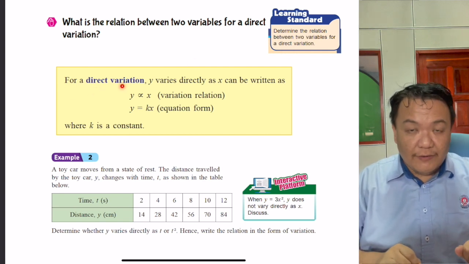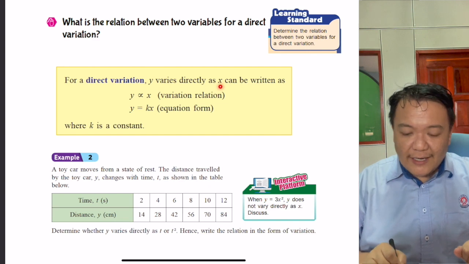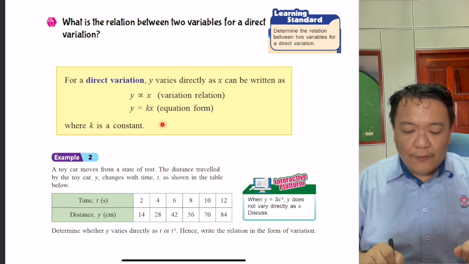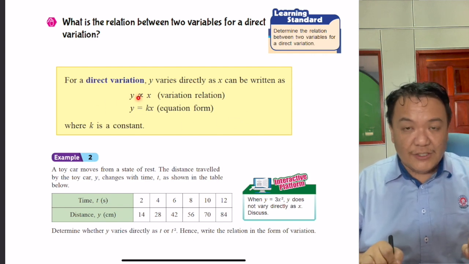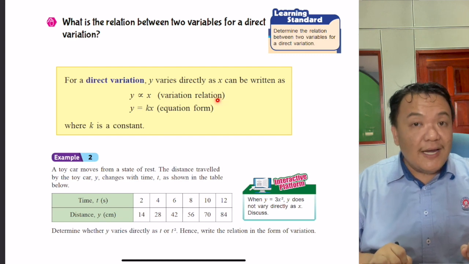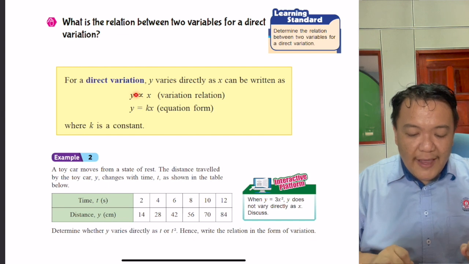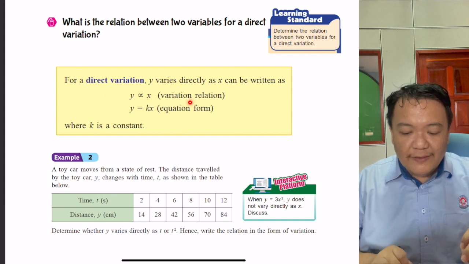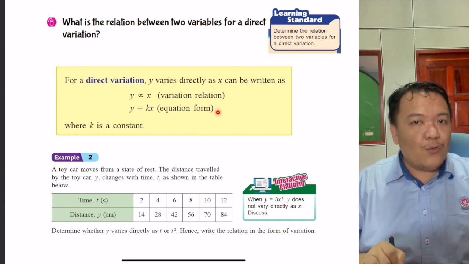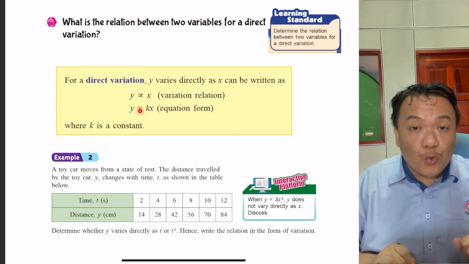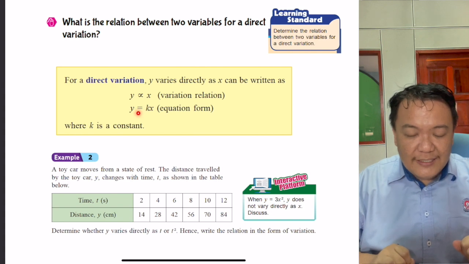Okay, for a direct variation, y varies directly as x can be written as, okay, so there are two ways for you to write this variation. So the first one is variation relation. Okay, in the relation form, you can write it as y varies directly as x. Okay, and then if you want to convert this form into equation form, what you do, you change these symbols into equal sign. Okay, this equal sign will come together with k.